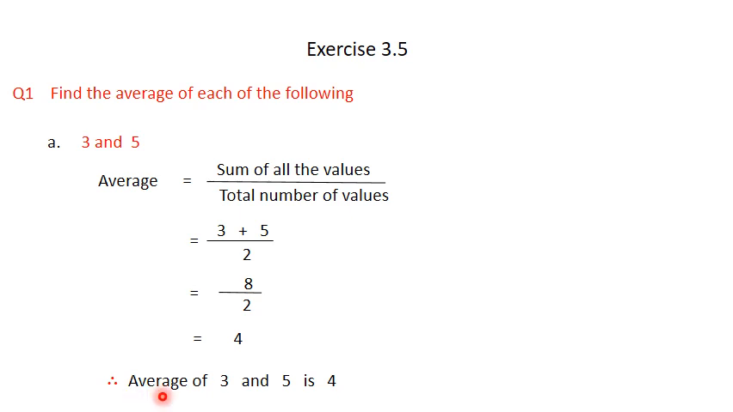Student, we have to write down the final answer. First important is we have to write down the formula. Then substitute. Then you will get the answer. And then final answer, average of 3 and 5 is 4. Student, you understood how to solve this? Let's come to the next one.